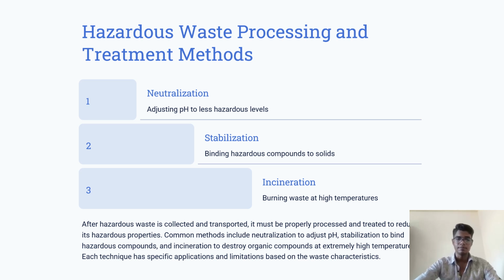Coming to hazardous waste processing and treatment methods. First is neutralization, that is adjusting pH to a less hazardous level. Second is stabilization, that is binding hazardous compounds to solids. Third is incineration, that is burning waste at high temperatures. After hazardous waste is collected and transported, it must be properly processed and treated to reduce its hazardous properties. Common methods include neutralization to adjust pH, stabilization to bind hazardous compounds, and incineration to destroy organic compounds at extremely high temperatures. Each technique has specific applications and limitations based on the waste characteristics.